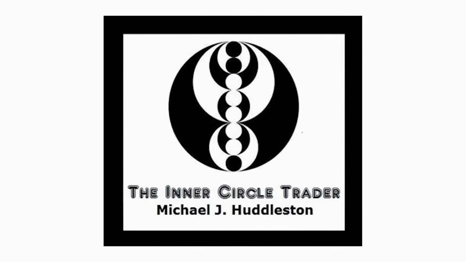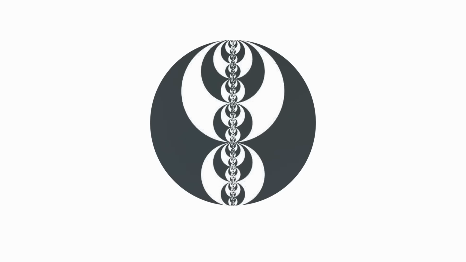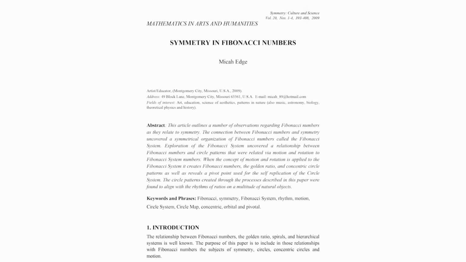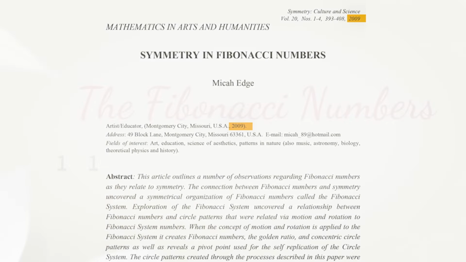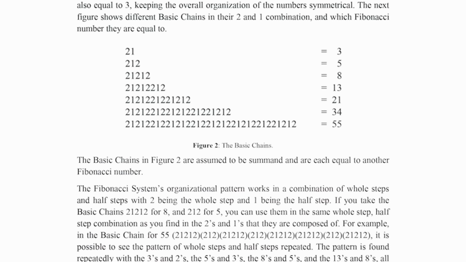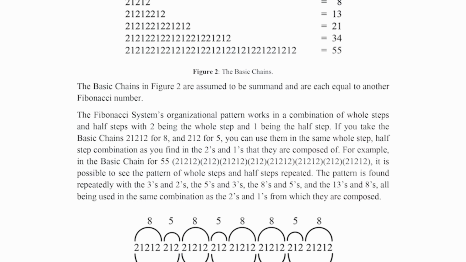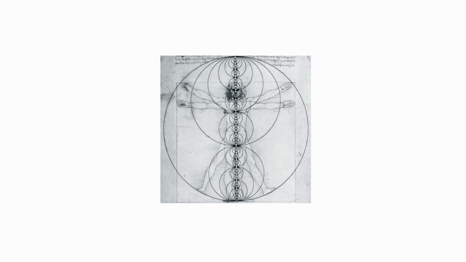Michael began utilizing his old and new logos circa 2011. Interestingly, 2 years prior, Micah Edge, an educator with a fondness for art and numbers, published an exploration of the Fibonacci numbers and their unique association with symmetry. His research divulged a correlation between Fibonacci numbers and circular patterns that intertwined through motion and rotation. Consequently, it becomes evident that Michael's logo is neither a self-conceived innovation nor a secret harbinger of his elusive algorithm.